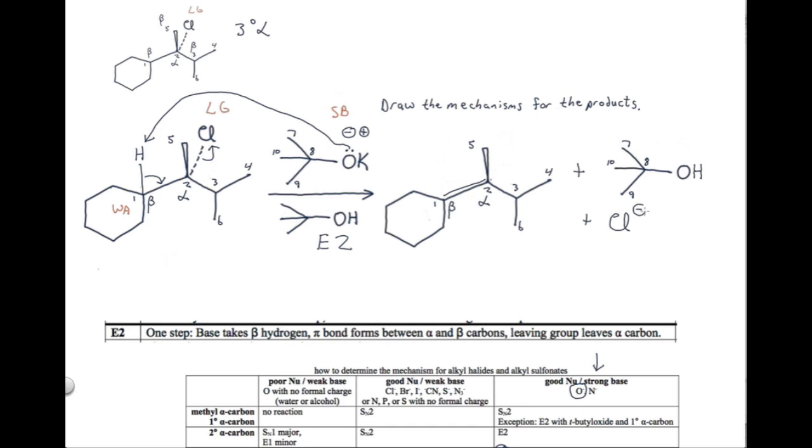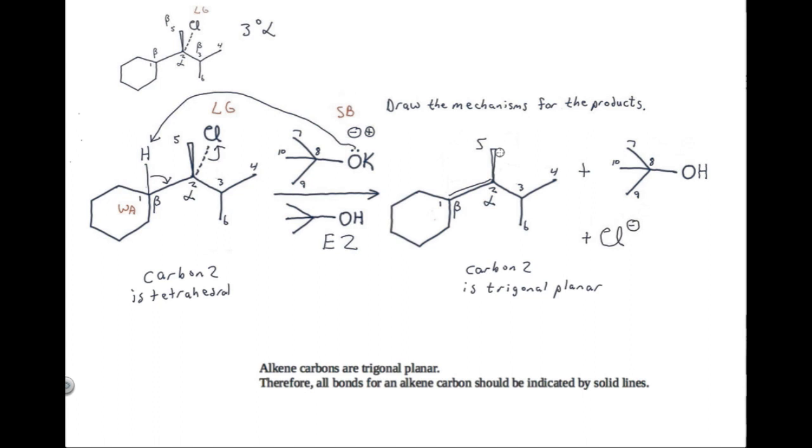Remember that you always change 2 charges for each mechanism step at the beginning and end of the series of electron pushing arrows. So we change the charge on the oxygen at the beginning of the series of arrows and on the chlorine at the end of the series of arrows. We don't change any charges in the middle of the series of arrows, so we don't change charges for the hydrogen, carbon 1 or carbon 2. Now, this picture is not correct yet because we haven't shown the geometry for carbon 2 correctly. Carbon 2 is an alkene carbon now in the product, and we've learned that alkene carbons should be trigonal planar, which means all bonds should be indicated by solid lines.